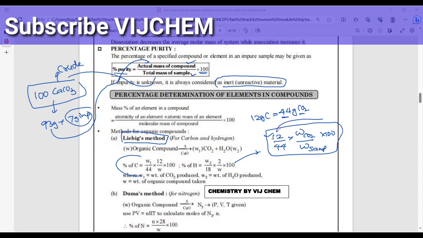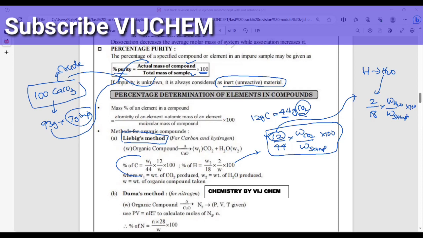This is how we can find out the carbon percentage. If you understand the logic behind this formula, hydrogen is detected as H2O. So in place of 12, it should be 2 for hydrogen, 2 divided by 18, since in place of CO2 we have H2O, into mass of the water formed divided by mass of the sample taken, into 100. This is how we can find the percentage of hydrogen.